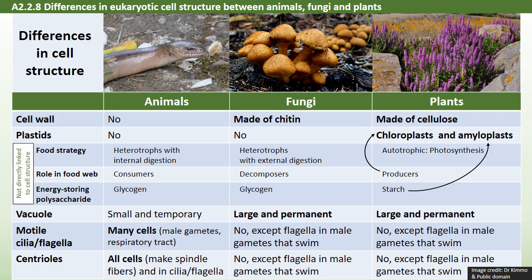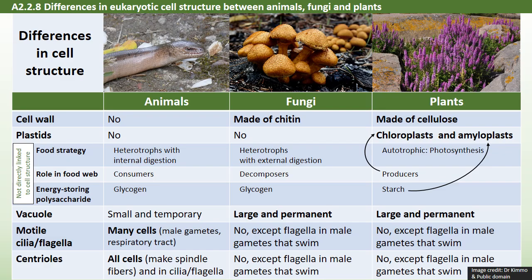Related to plastids, food strategy. Animals are heterotrophs and fungi are heterotrophs. But animals have internal digestion. We have a digestive system, whereas fungi, they have external digestion. They don't have a digestive system inside them. Instead, they release enzymes and break down their food externally, outside, and then they absorb the nutrients afterwards.